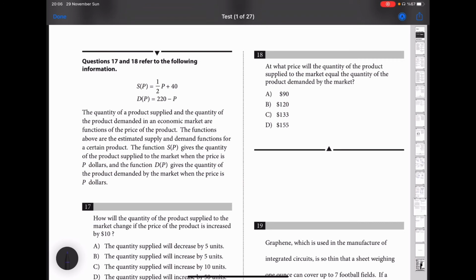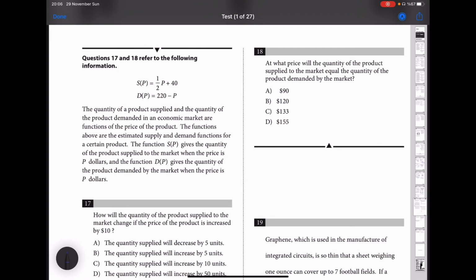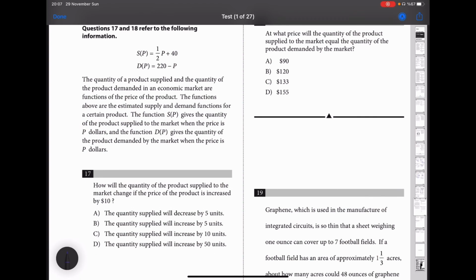Questions 17 and 18 refer to the following information. The quantity of a product supplied and quantity of the product demanded in an economic market are functions of the price of the product. The functions above are estimated supply and demand functions for a certain product. The function S of P gives the quantity of the product supplied to the market when the price is P dollars, and the function D of P gives the quantity of the product demanded by the market when the price is P dollars. Okay, the question: how will the quantity of the product supplied to the market change if the price of the product is increased by $10?